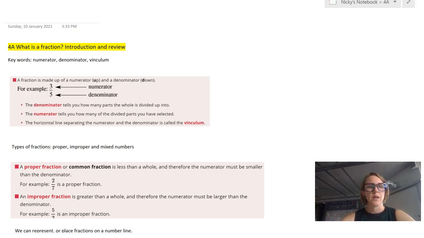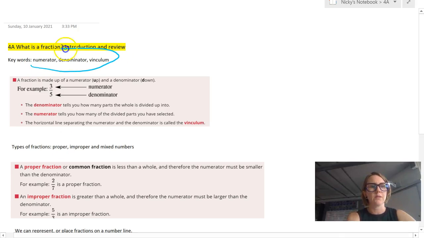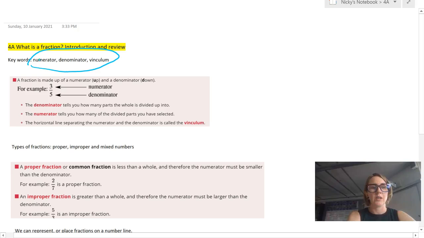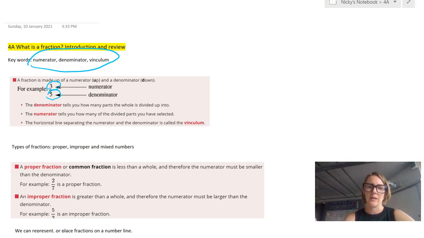Okay, so the three key words that we're going to start with, we've got numerator, denominator and vinculum. So numerator and denominator you will hear mentioned a lot. Vinculum, not so much, but it's handy to know what it is. So a fraction is made up of a numerator and a denominator. So the numerator is the top number of the fraction and the denominator is the bottom. It's handy to think of numerator up and denominator down, if that helps you remember.